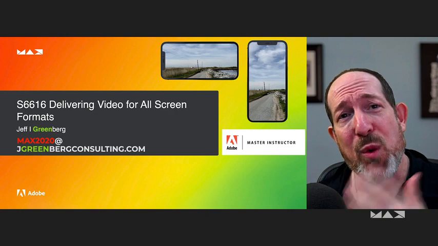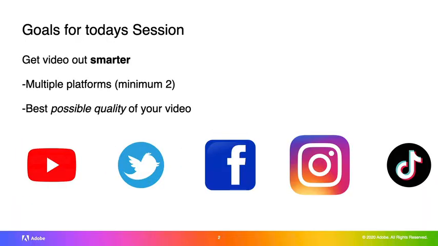And let's talk about what we're going to do today. We've got two big goals. We're going to talk about getting video out smarter and dealing with vertical and horizontal formats. We're also going to see a couple of switches in Adobe Media Encoder just to make it a little bit smoother. And for us to do so, I want to just right out of the gate show you a trick.